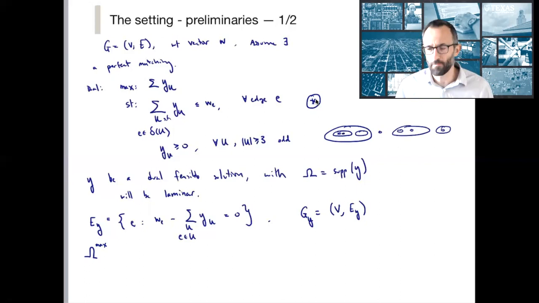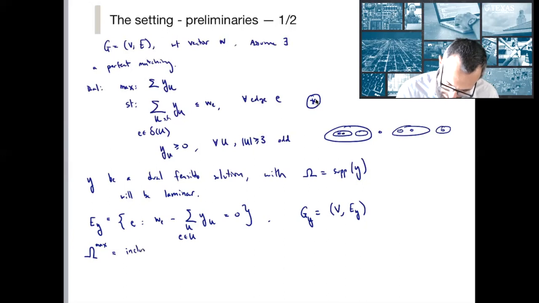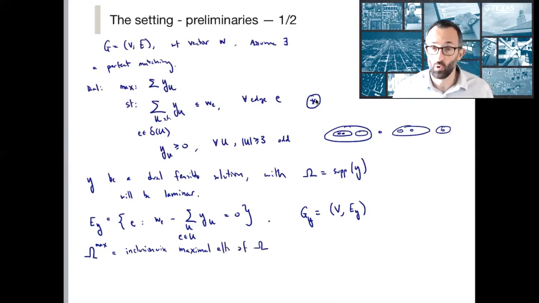Okay, so this is laminar. So in this case, omega max, which is going to be the inclusion-wise maximal elements of omega, would have 4 elements. It would have this one, 1, 2, 3, 4. So that would be omega max.